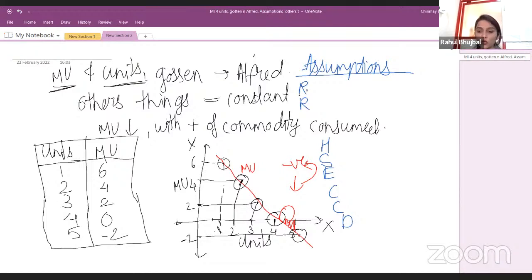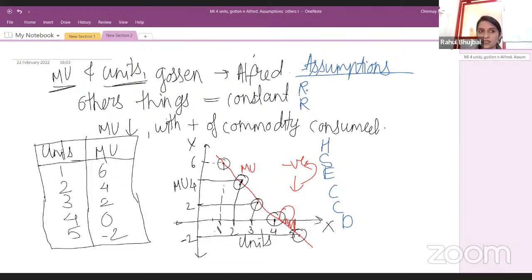So the product that you're going to consume, the product that you're going to buy, should always be the same. If you buy different products, is your utility going to decrease? No. So if you want to try the law of DMU, the product which you're going to consume should be exactly similar.